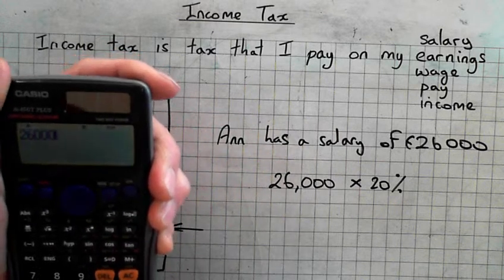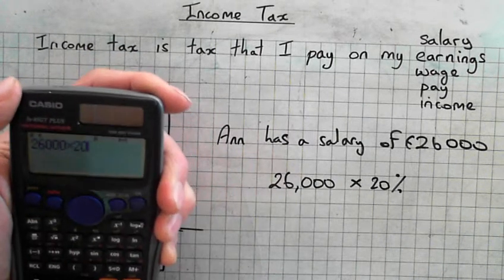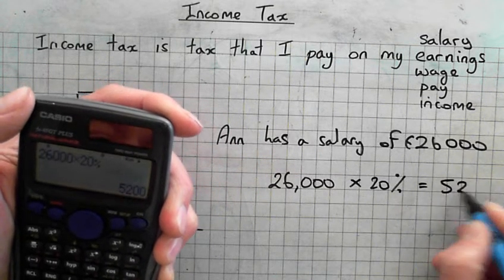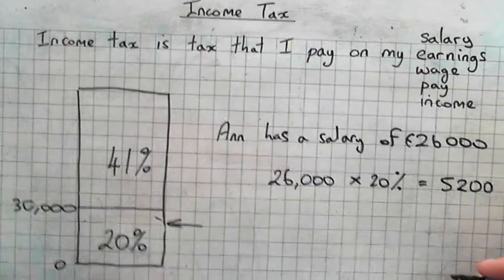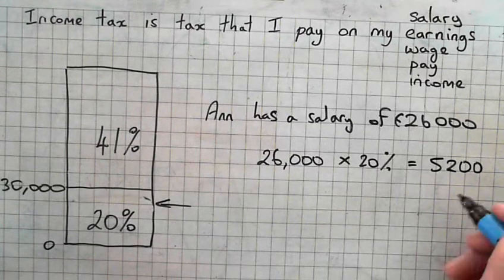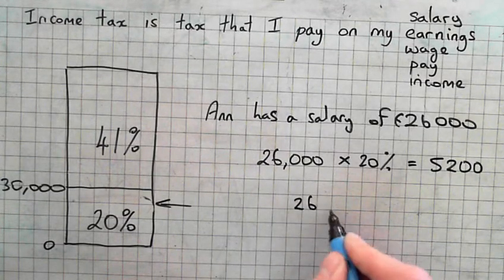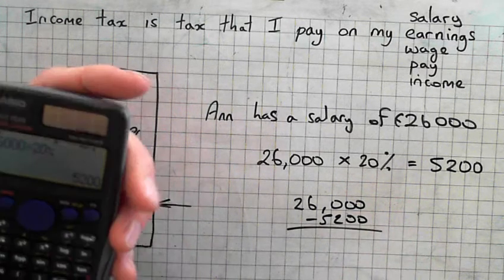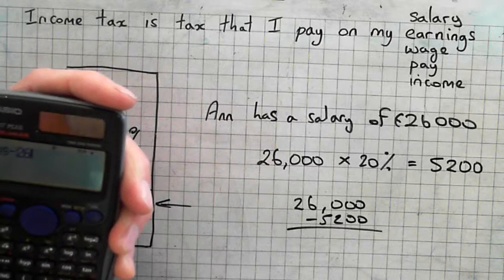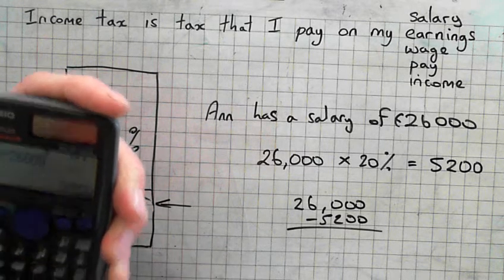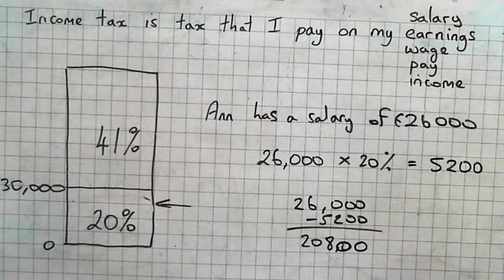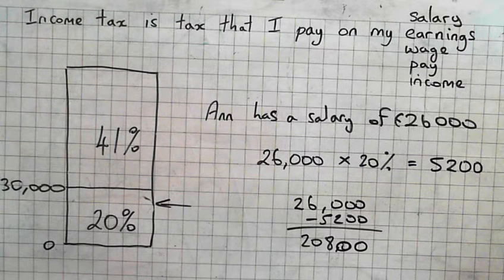So 26,000 times 20%. Alright, so our tax is 5,200. So how much does she get to take home? Minus 5,200. 20,800. Okay? So in this question we didn't talk about tax credits yet. Is that okay? Is that easy enough?